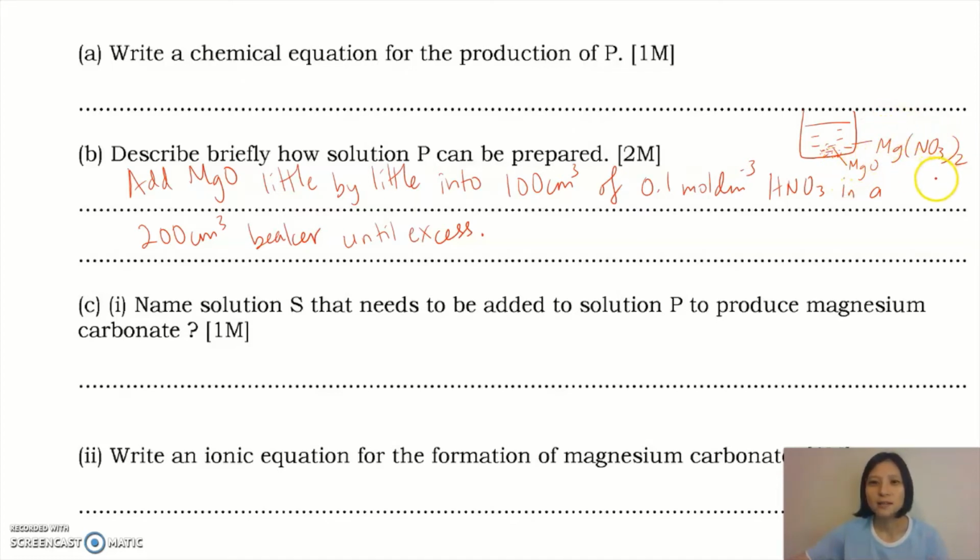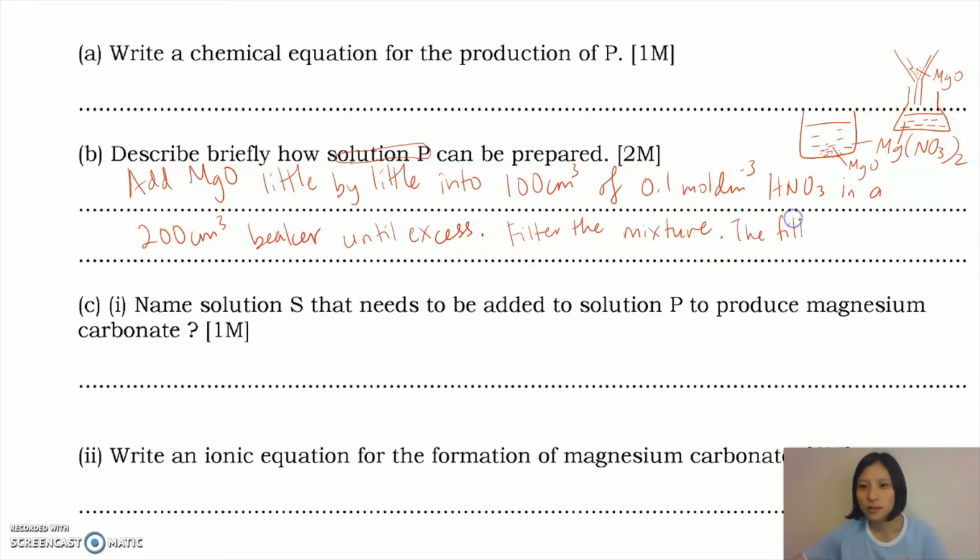You only want magnesium nitrate, because the question asks how solution P, which is magnesium nitrate, is prepared. So we don't want this MgO. What do we do? We filter it out. Filter the mixture, and after you filter, this residue here is the MgO that you don't want. This is the filtrate, with only magnesium nitrate, Mg(NO3)2. So 2 marks here.